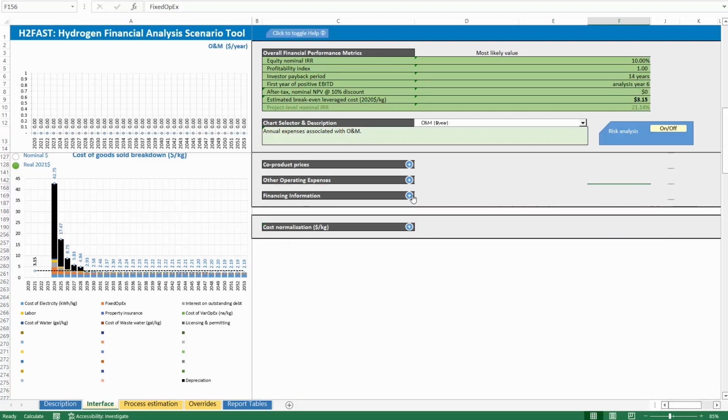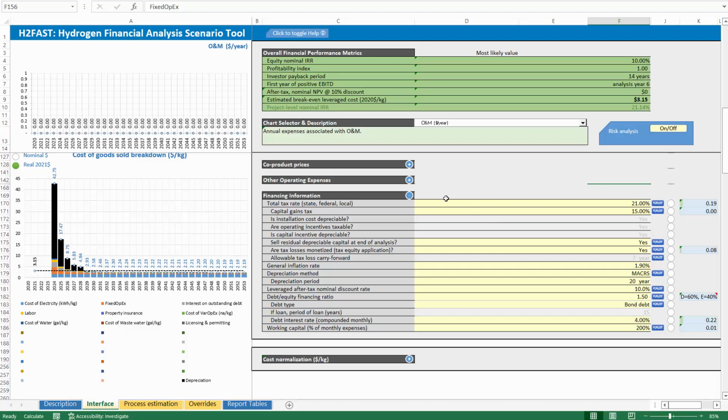Lastly, in terms of input, we have the financial section. In here, you'll specify things like tax rate. This is tax rate that will be used for the income statement. You can look at either historical tax rate that is used by your company, or provide whatever makes sense here for you. There are capital gains tax.